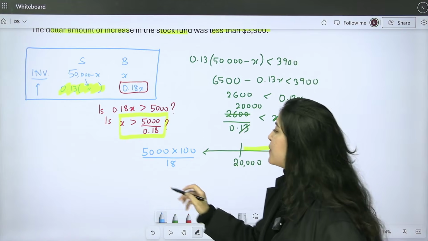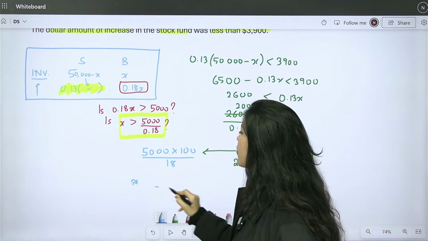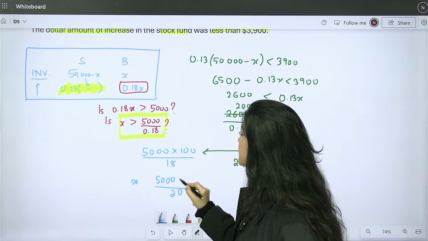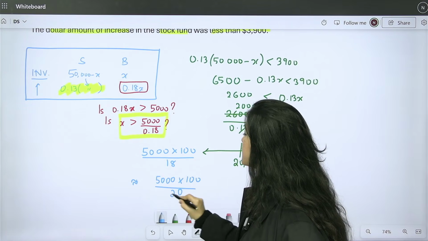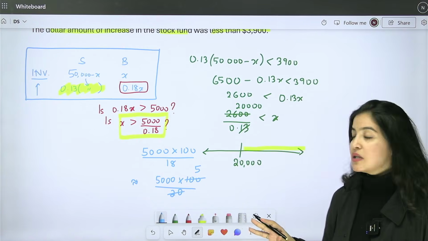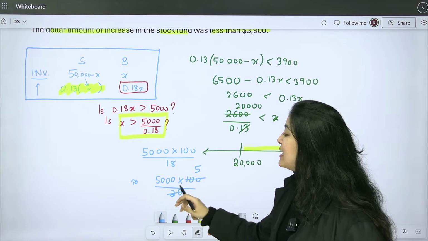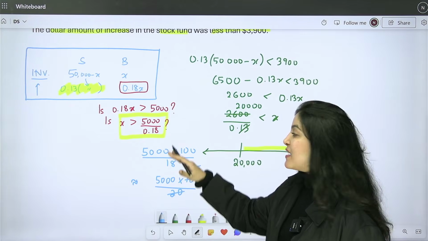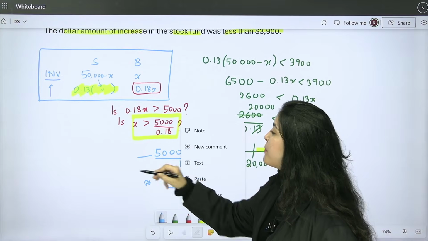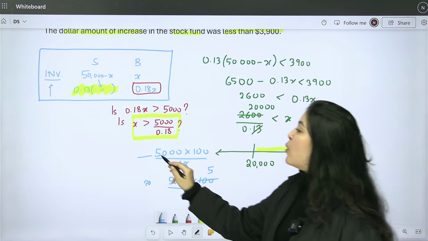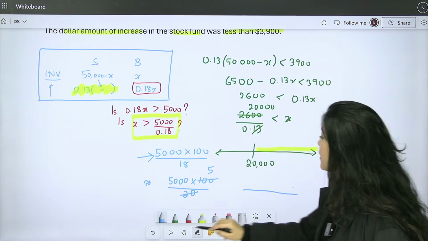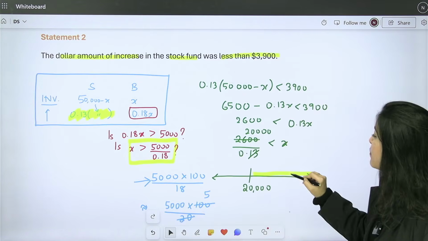That's a pretty big number. If I estimate the denominator to be 20, then let's see what happens. 5,000 times 100. Now this goes perfectly here and becomes a 5. So this is about 25,000. But I actually increased the denominator, which means I've really reduced the value. That means this actual number that I'm comparing with is something slightly more than 25,000. It's not 25,000. So I have a number which is slightly more.